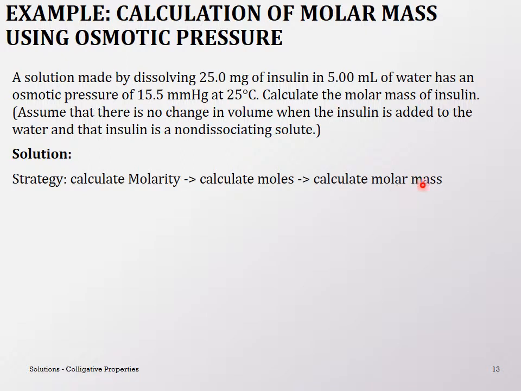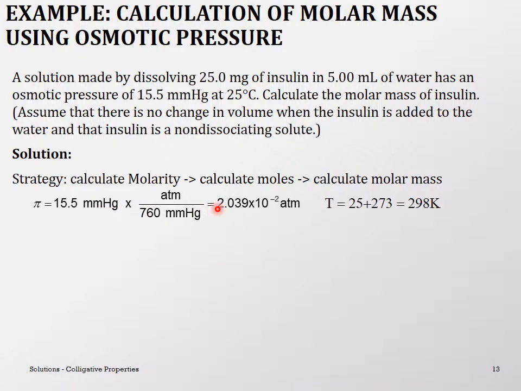Remember, we are supposed to calculate the molar mass of insulin. To calculate the molar mass of insulin, you need to know the moles of insulin. To know the moles of insulin, you will need the molality or the molarity of insulin. But because we're dealing with osmotic pressure, we can go with molarity because that's the formula we are going to use. But before we get there, I want to make sure that we have everything in the correct units. So for example, right here, the osmotic pressure, we are given that in millimeters of mercury. We'll convert that to atmosphere, and then we'll convert the temperature into Kelvin.